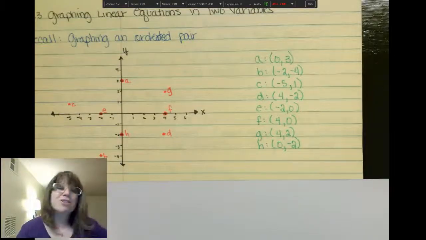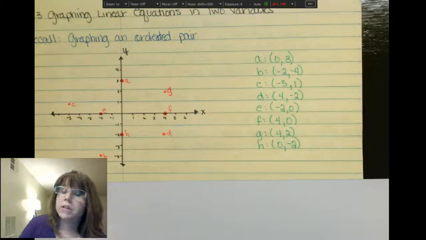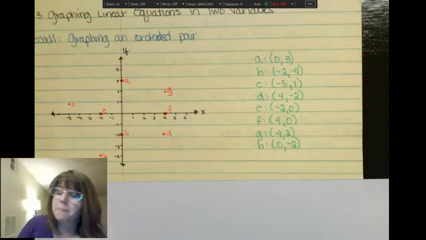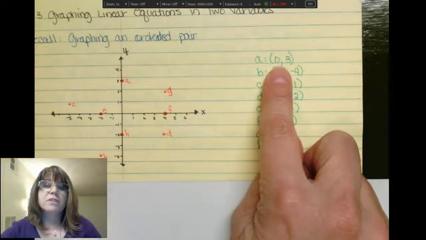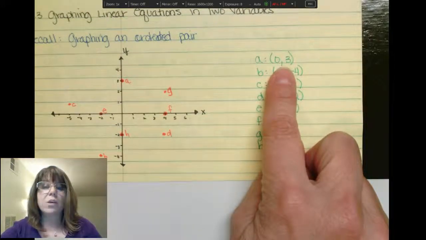Students, and welcome to lecture 9.3, graphing linear equations with two variables. So if you recall about graphing ordered pairs, ordered pairs are a set of two numbers. The first number is always the x-coordinate and the second number is always the y-coordinate.